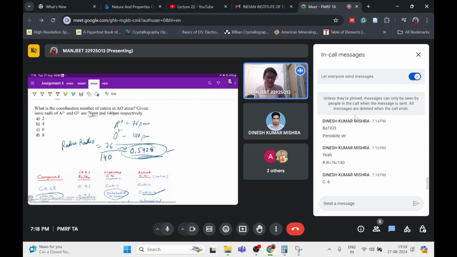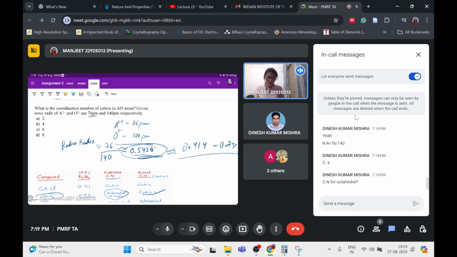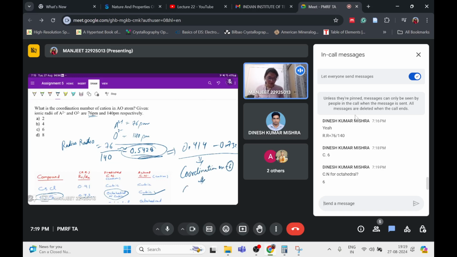So this is lying in the range of 0.4142 to 0.732. For this range, the coordination number will be 6, and they are octahedrally connected.